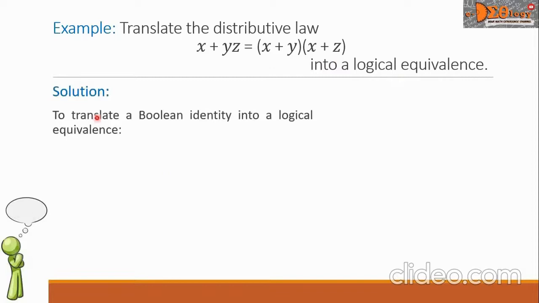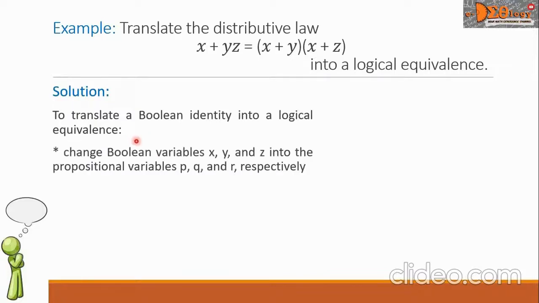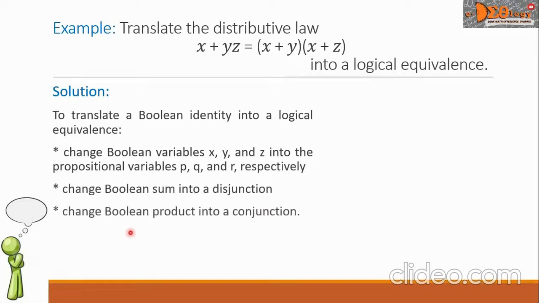For the solution to translate a Boolean identity into a logical equivalence, number 1, we will change Boolean variables x, y, and z into the propositional variables p, q, and r respectively. We change Boolean sum into a disjunction. We change Boolean product into a conjunction.